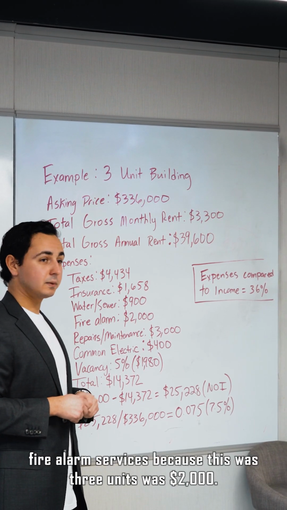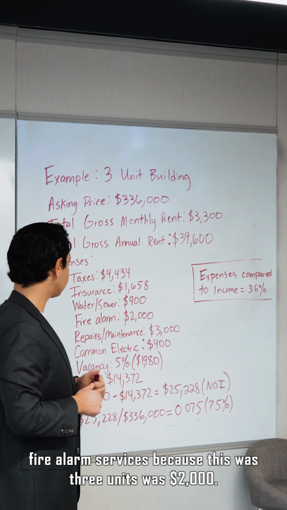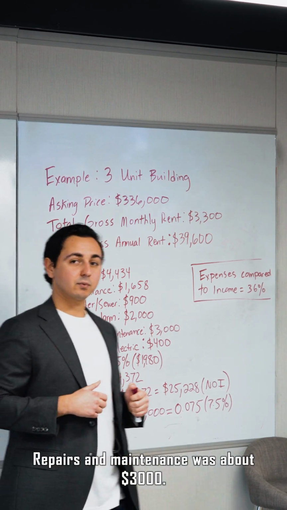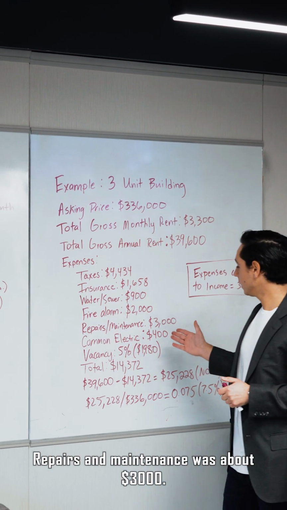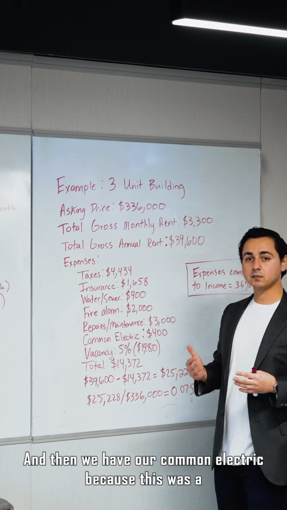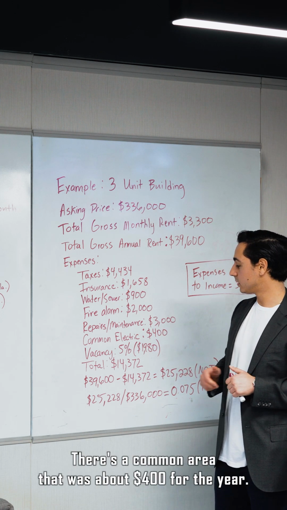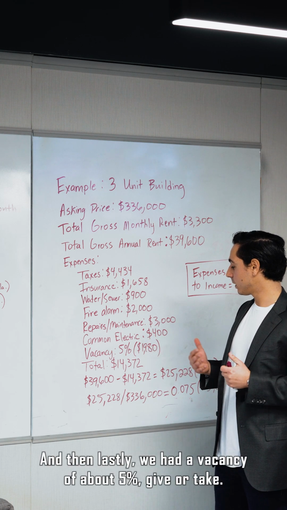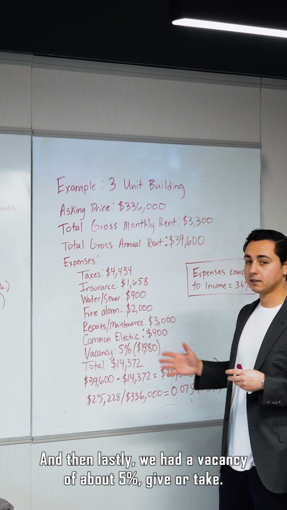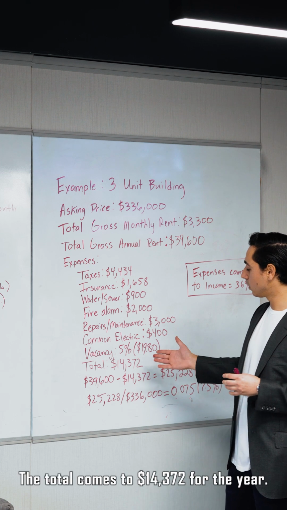Fire alarm services, because this was 3 units, was $2,000. Repairs and maintenance was about $3,000. And then we had our common electric, because this is a 3-unit building. There's a common area that was about $400 for the year. And then lastly, we had a vacancy of about 5%, give or take. That was $1,980.